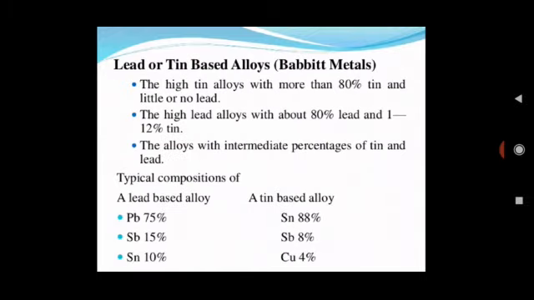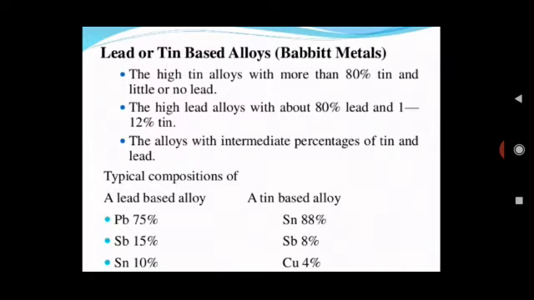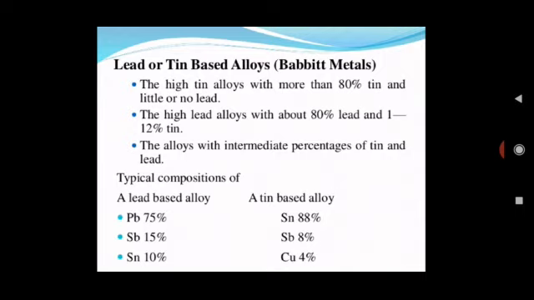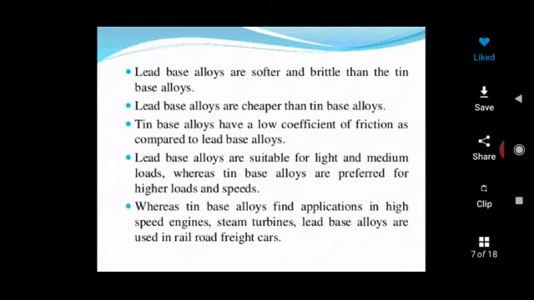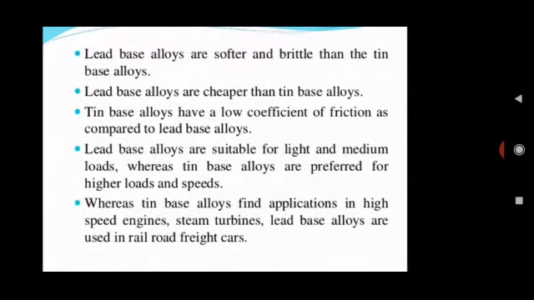Tin and lead based alloys. The high tin alloys are those that have more than 80% tin, and high lead alloys have more than 80% lead. The composition is given here: Pb is lead, Sn is tin, Sb is antimony, and Cu is copper. Lead is softer and brittle, and lead is cheaper. Tin has a low coefficient of friction, which is desirable in bearing material. Lead is used for medium and light loads, while tin is used for heavy loads and high speed, for example high speed engines and high speed turbines. Lead is used for railroad freight cars.